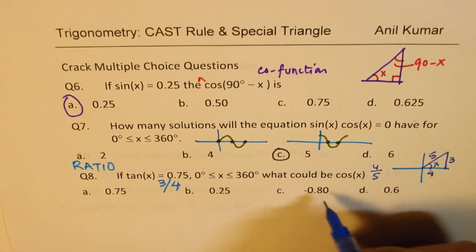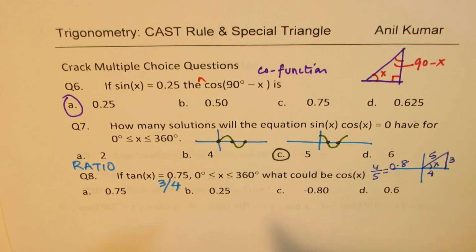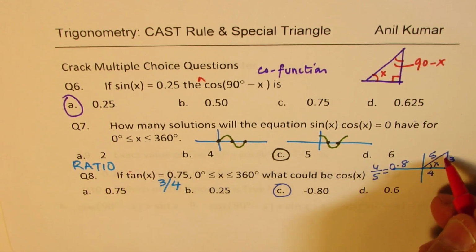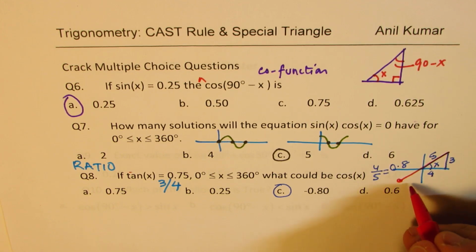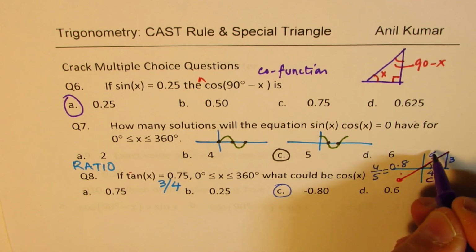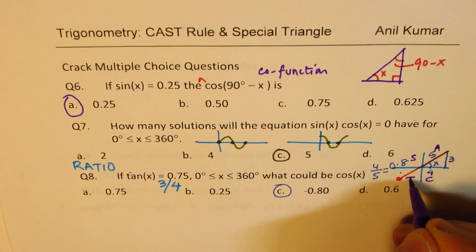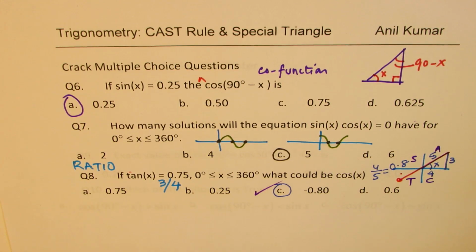But 4 over 5, which equals 0.8, is not there. But there is minus 0.8. Could this be your answer? Think about it. Cos is positive in 2 quadrants, so there could be a value here also. And here, when you apply the cos rule, tan is positive, cosine is negative, so that is the correct answer. So it's a tricky question that may require about a minute to think.